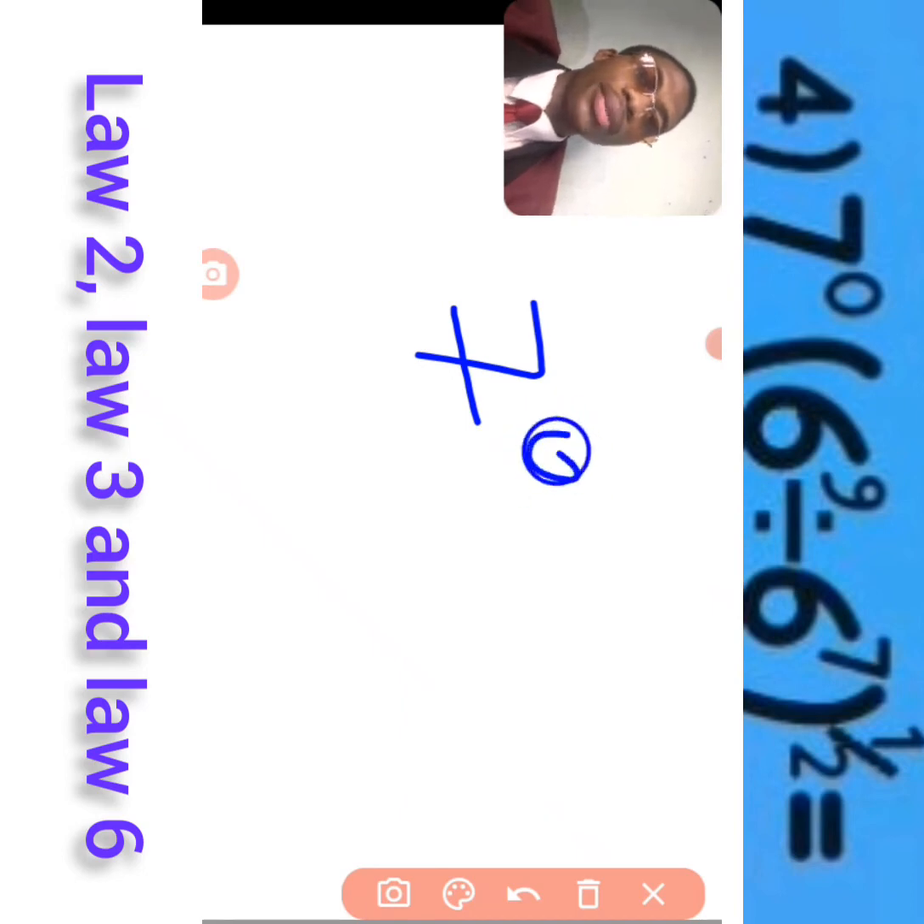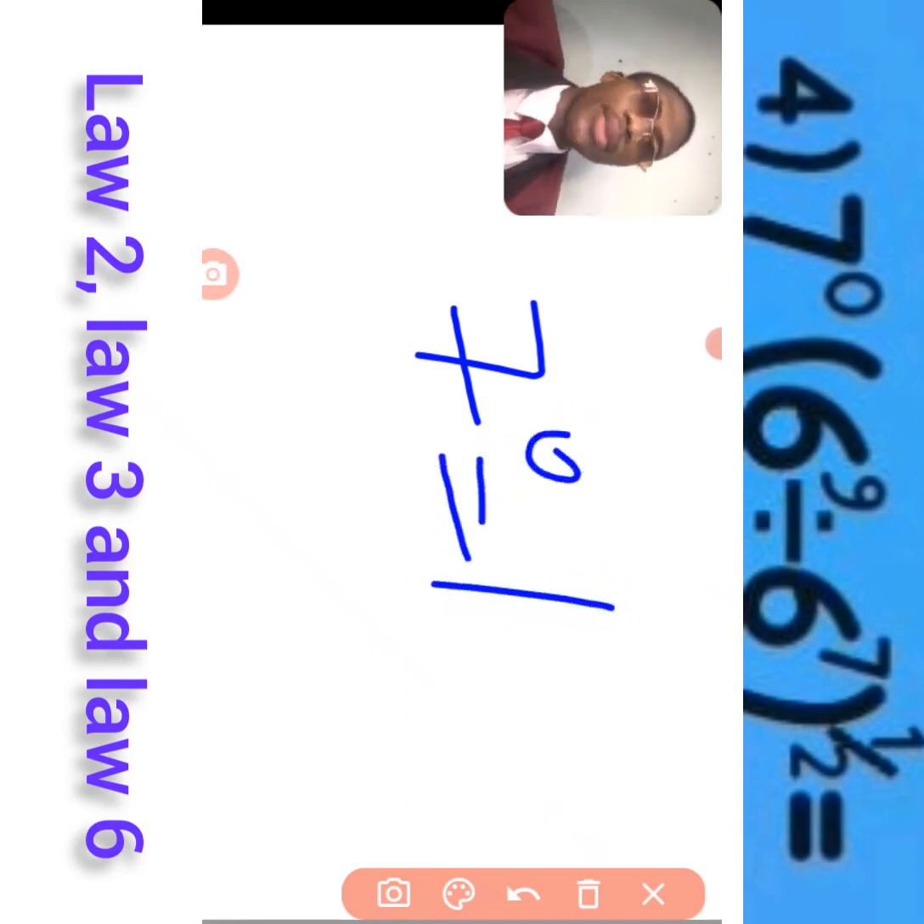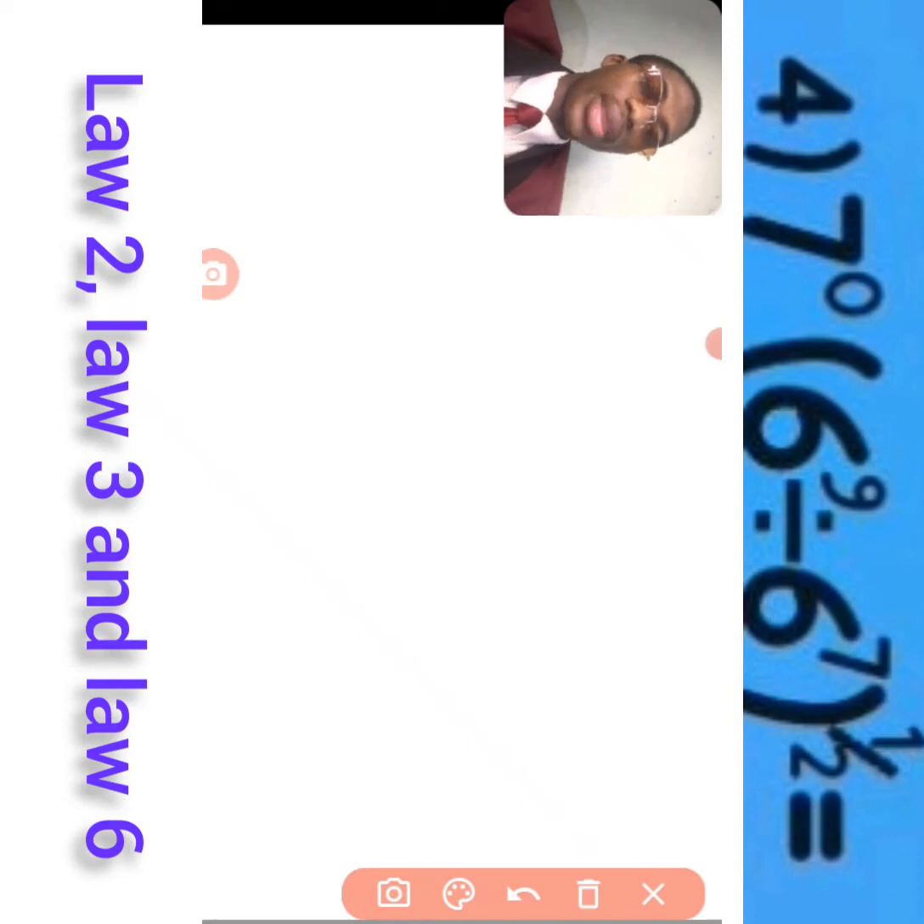raised to the power 0 is equal to 1. Why? Any number that is raised to the power 0 is equal to 1, no matter the number. So 1,900,000 raised to the power 0 is 1. So that makes the question very easy now. The question becomes 1.